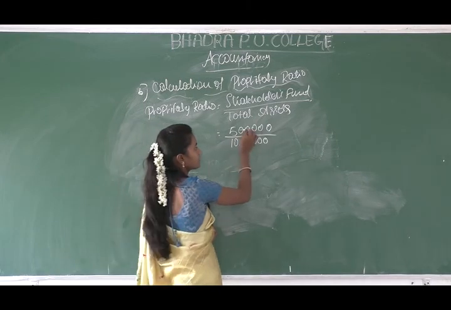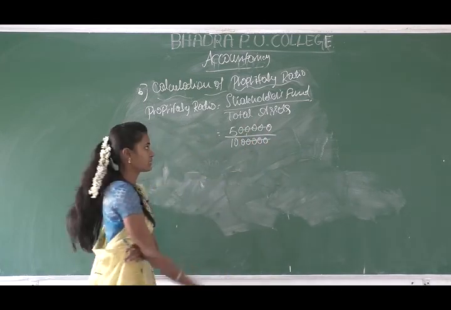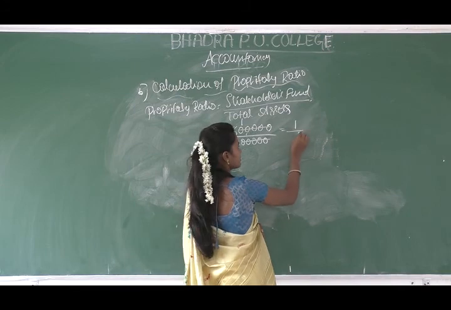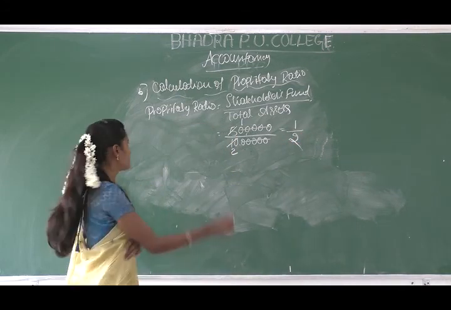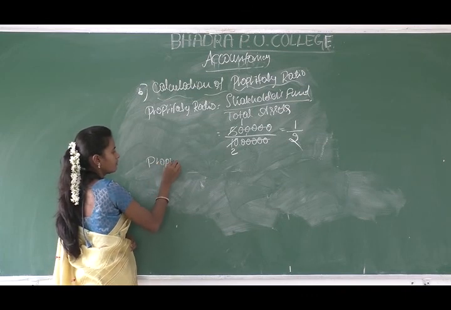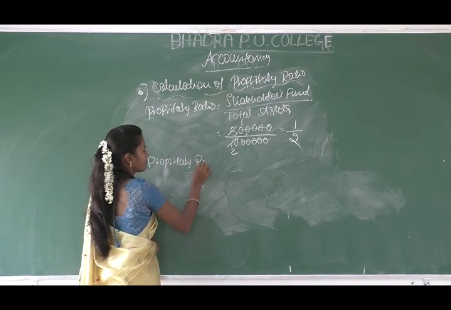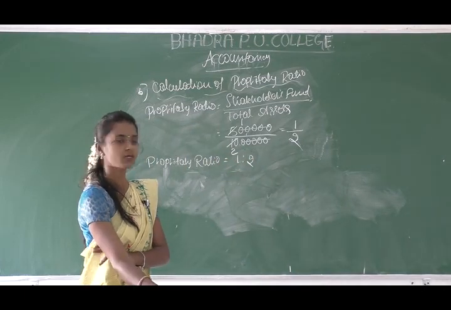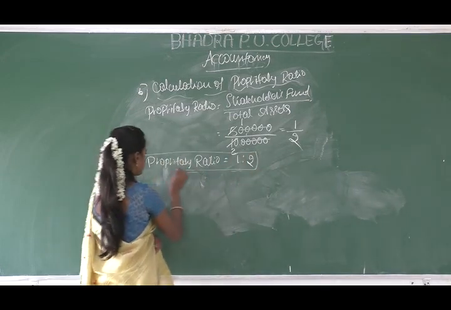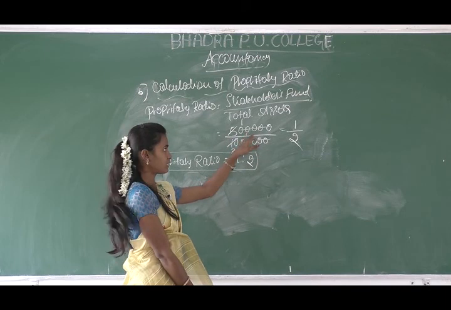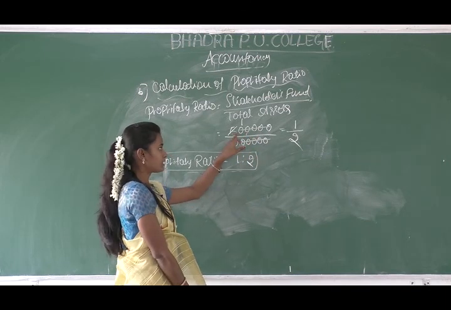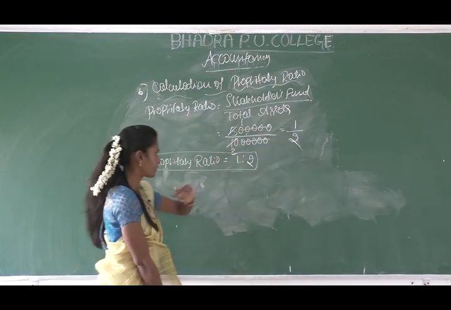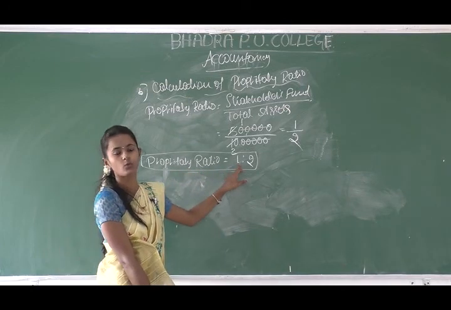Okay. So again here, 5 zeros and again 5 zeros cancel, that is, 5 ones are 5, 5 twos are 10. So what answer did we get? 1 divided by 2, right? So proprietary ratio is equal to 1:2. Clear? Yes, this is our answer. So here 5 lakh divided by 10 lakh, 5 zeros cancel, so what remains is 5 divided by 10. So 5 ones are 5 and 5 twos are 10. So 1 divided by 2. Okay, so here proprietary ratio is equal to 1:2.